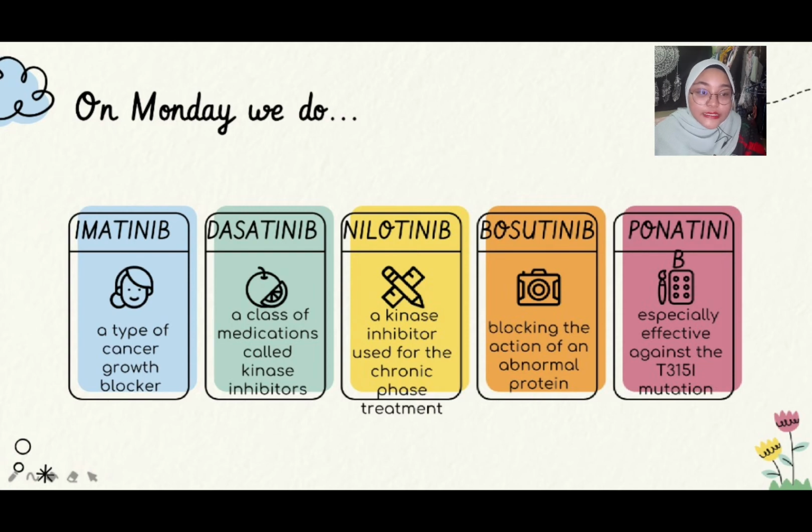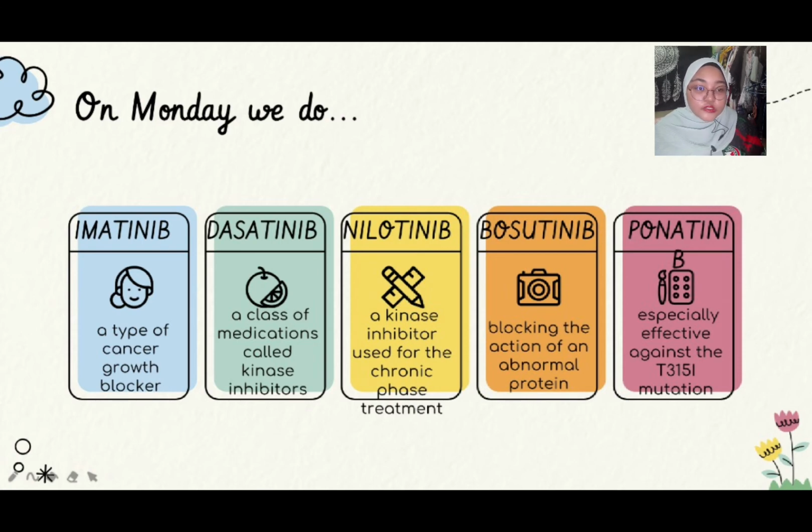Next we have dasatinib. Dasatinib is a class of medication called kinase inhibitor. It works by blocking the action of an abnormal protein that signals cancer cells to multiply. This helps stop the spread of cancer cells. The next one we can use is nilotinib. Nilotinib is also a kinase inhibitor used for the chronic phase treatment of Philadelphia chromosome positive CML, and for the treatment of CML that is resistant to or intolerant of imatinib.